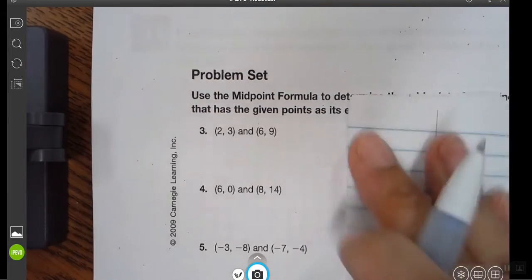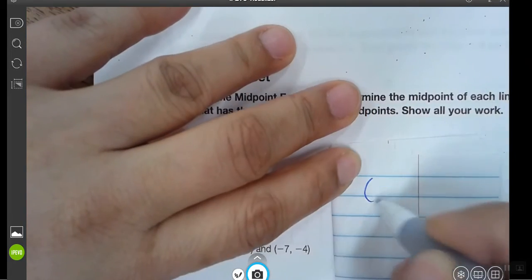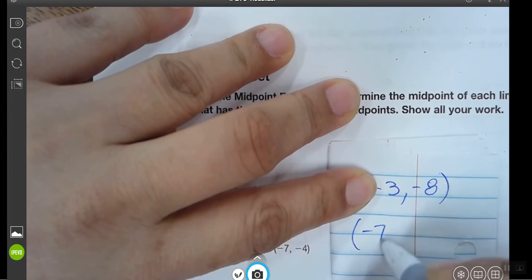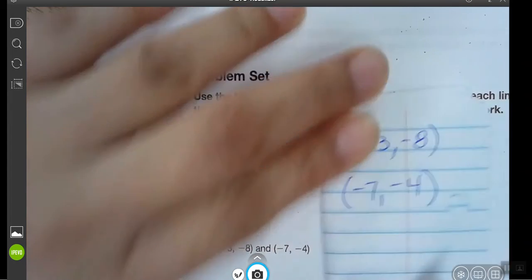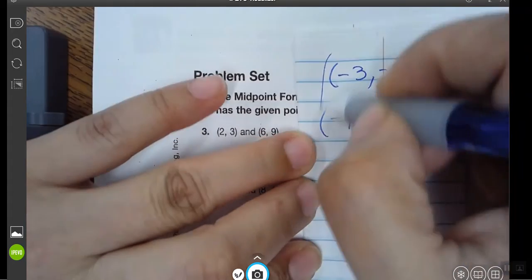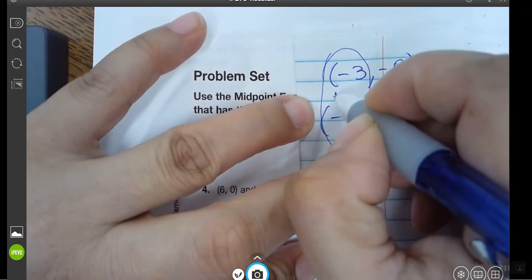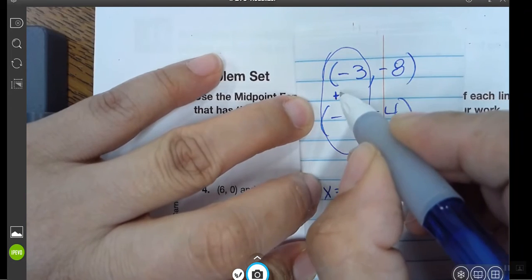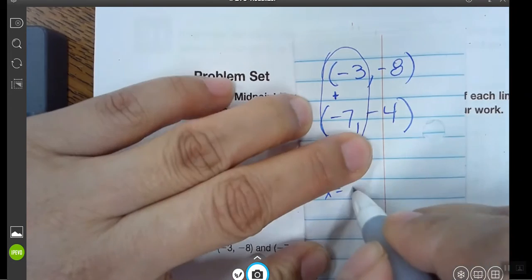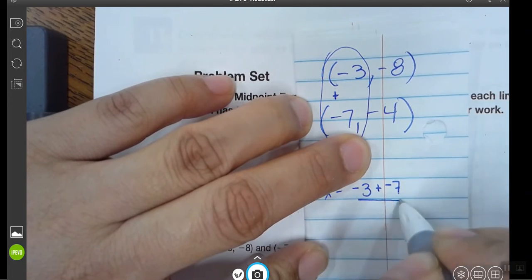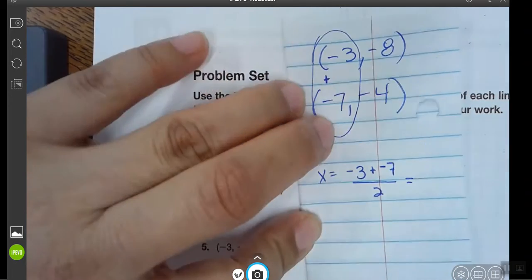Okay, let's try it with some negative numbers. This is -3, -8, and -7, -4. Okay, I'm going to add these numbers. So it's -3 plus -7, so -3 plus -7 and divided by 2.